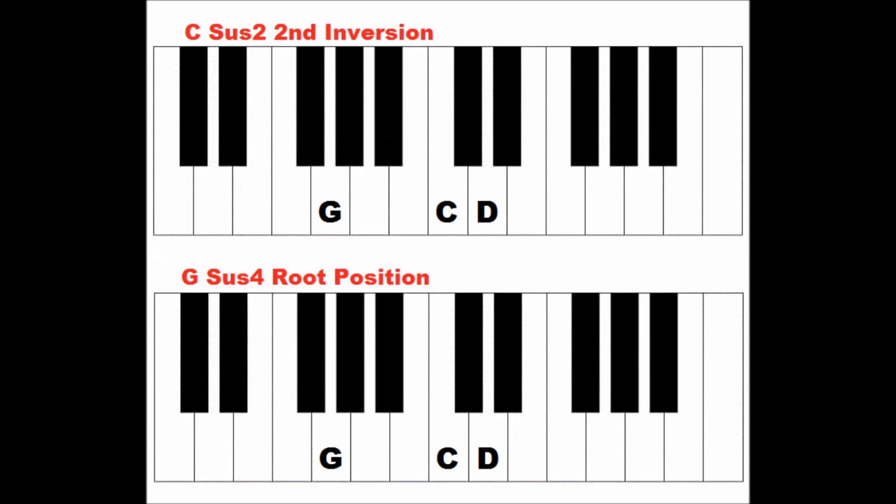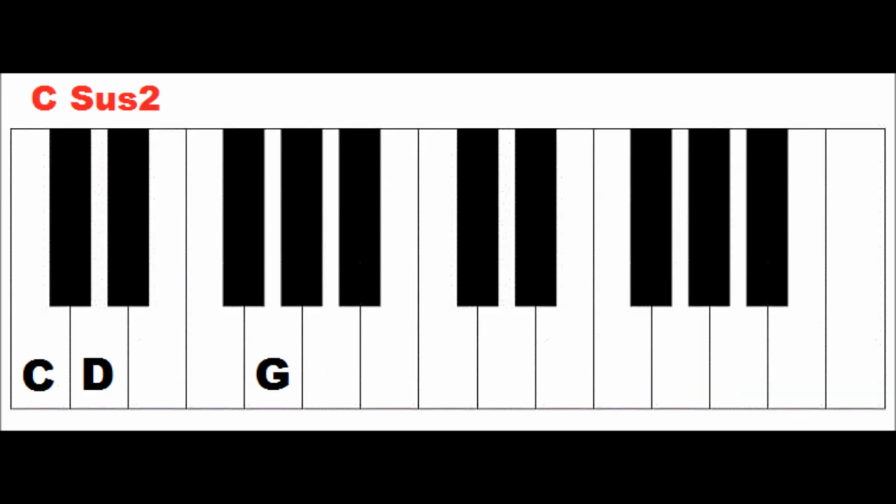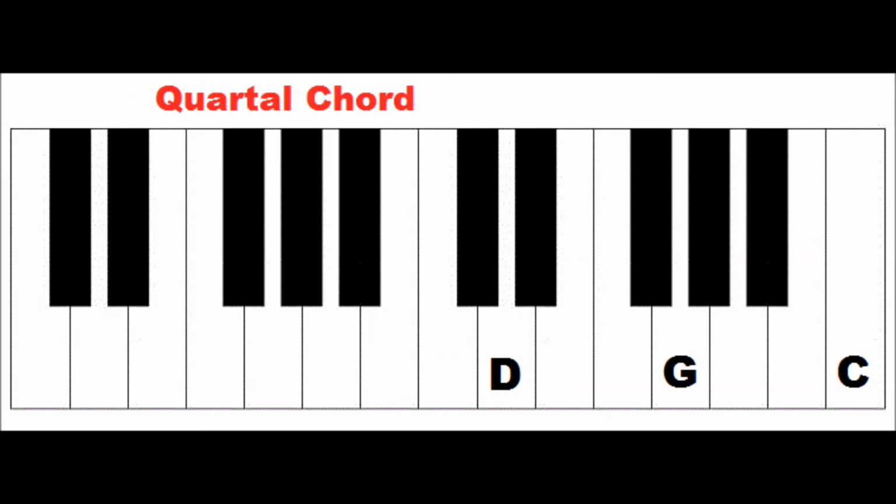The first inversion of a Sus2 chord results in what is known as a quartal chord. For instance, the first inversion of the C Sus2 chord is D, G, C. This is a quartal chord. The second inversion of a Sus4 chord results in a quartal chord as well. D, G, C is the second inversion of a G Sus4 chord.